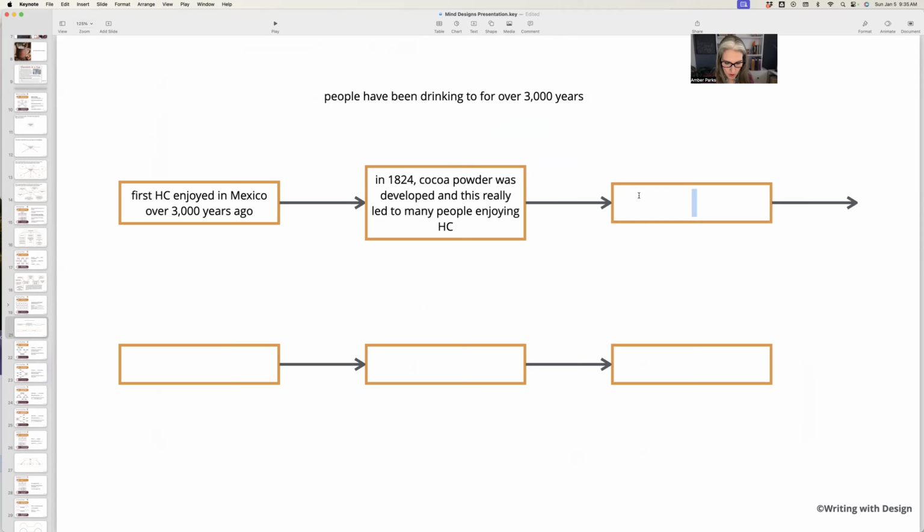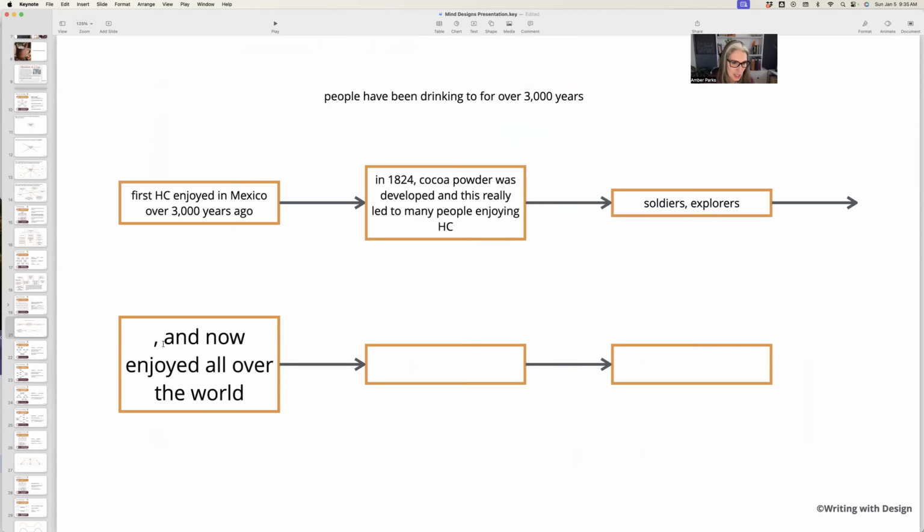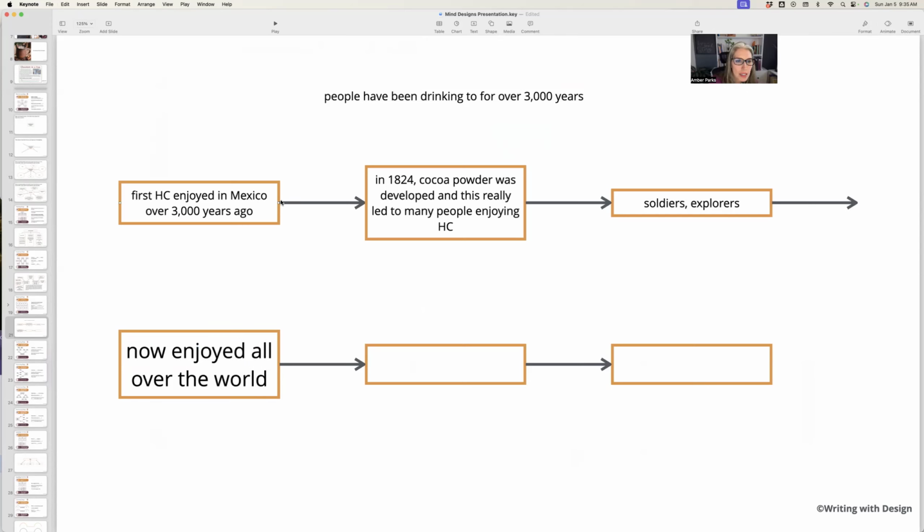We'll go with what's just in the article to say that even though it's got some gaps, there's definitely still some sequence here. Then it was soldiers and explorers that drank it, enjoyed it, and then now it's really enjoyed all over the world. Okay. So I am not going to worry too much about the formatting of these boxes, but just to show you that it's not about how beautiful it looks. It's really about getting the content down and helping this flow.